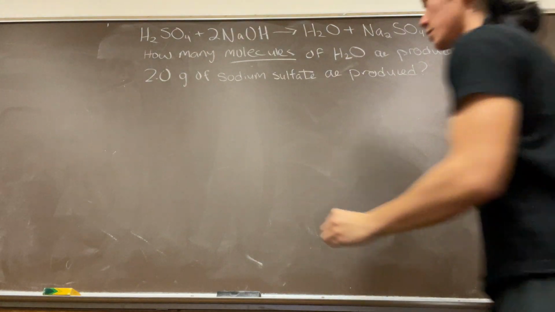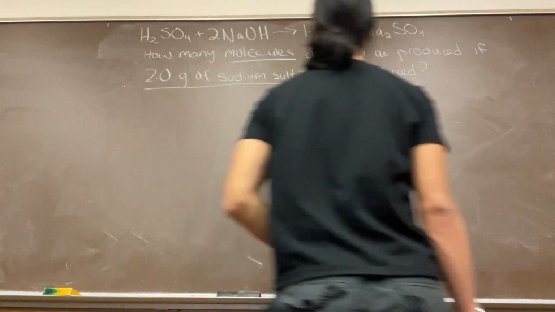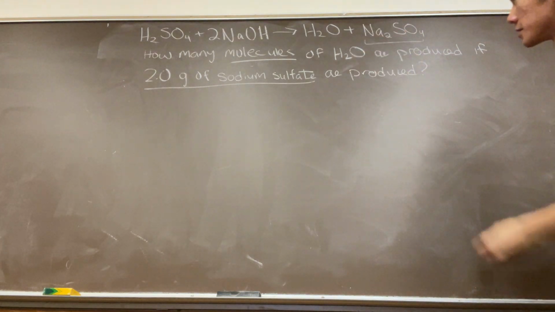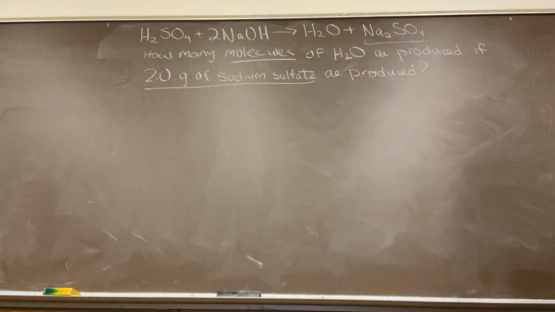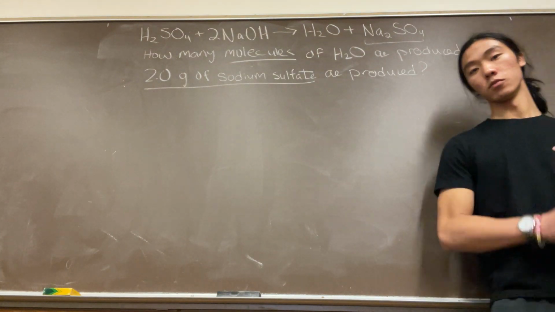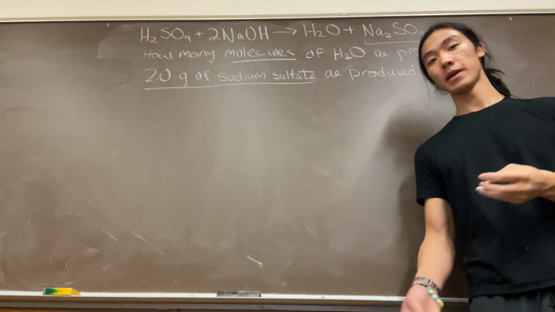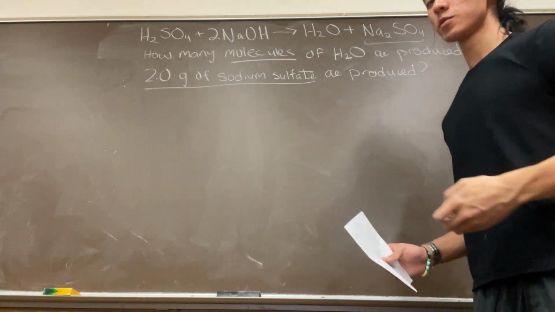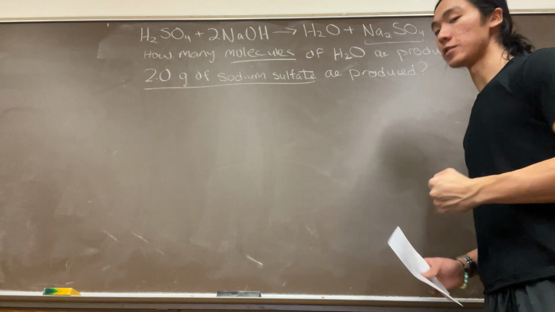Right, so we have 2 grams of sodium sulfate. Sodium sulfate is this right here. We can know that's that because it's produced. So we need to convert these into moles so that we can do a ratio to compare them, and then we need to convert that moles to molecules. So the first thing we're gonna do is convert our sodium sulfate into moles.